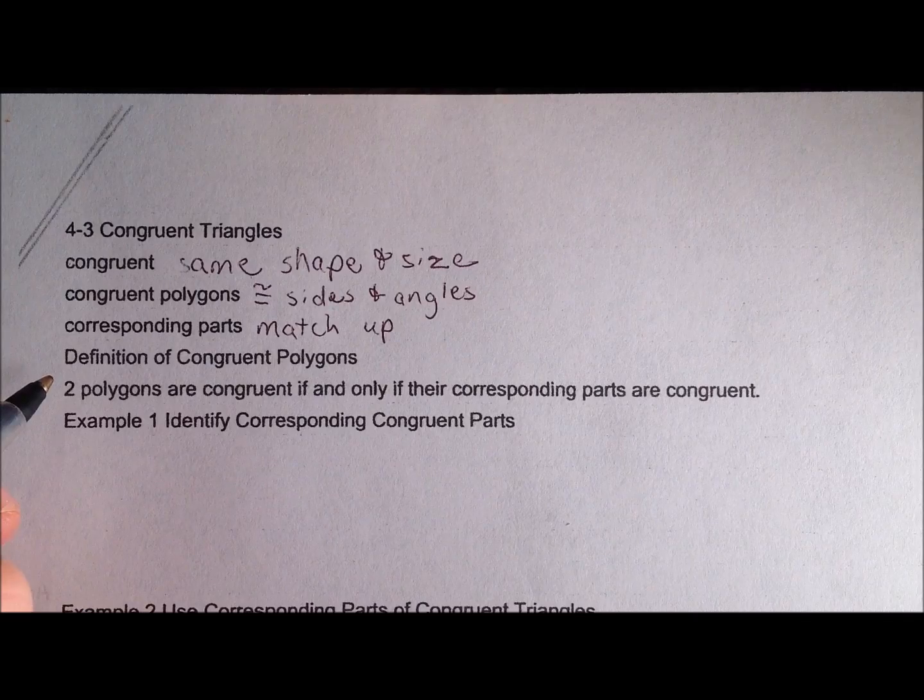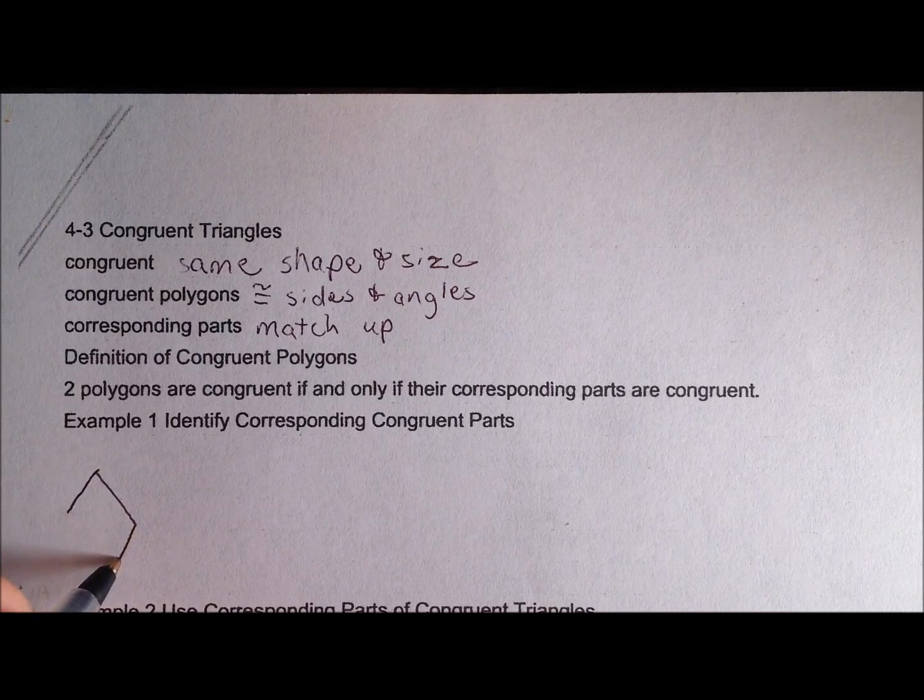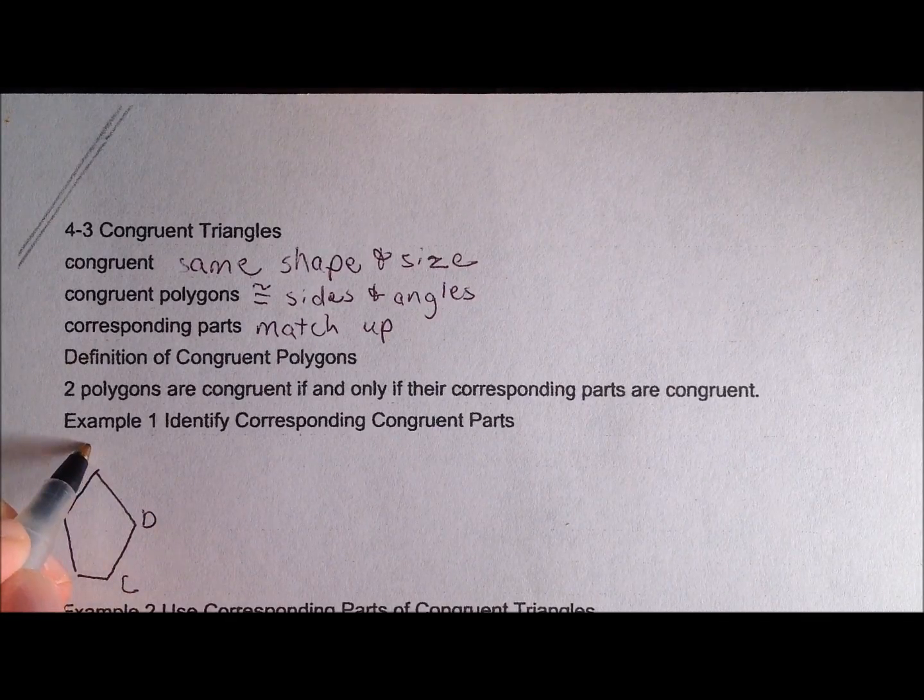We have a definition of congruent polygons here. Two polygons are congruent if and only if their corresponding parts are congruent. So let's look at example 1 here, where we are identifying corresponding congruent parts. Let's say we have these two polygons, and remember, nothing I draw will probably be to scale, but we're going to get the idea here.